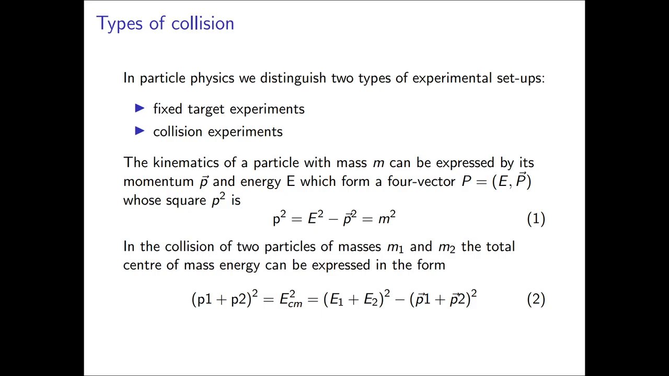The kinematics of a particle with mass m can be expressed by its momentum and energy, which form a four-vector whose square is equal to the mass squared. Here we don't have to worry about the units because we are only looking at the magnitude. This equation one is for one particle. Now, in our colliders, we normally collide two particles. One particle, how to collide? You can only clap with two hands. So we are colliding two particles.